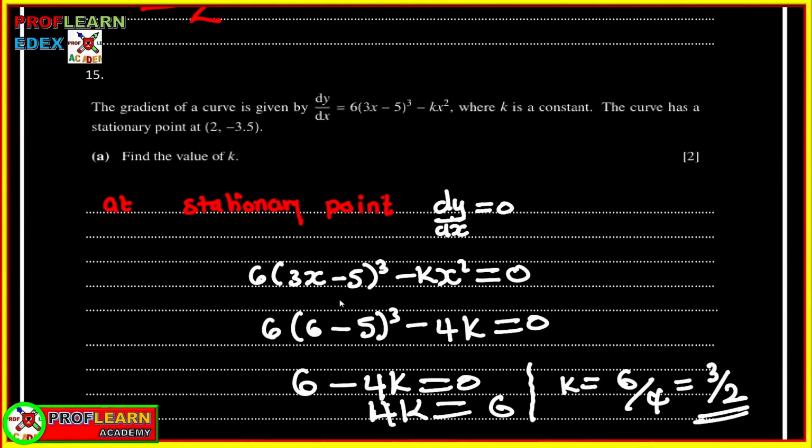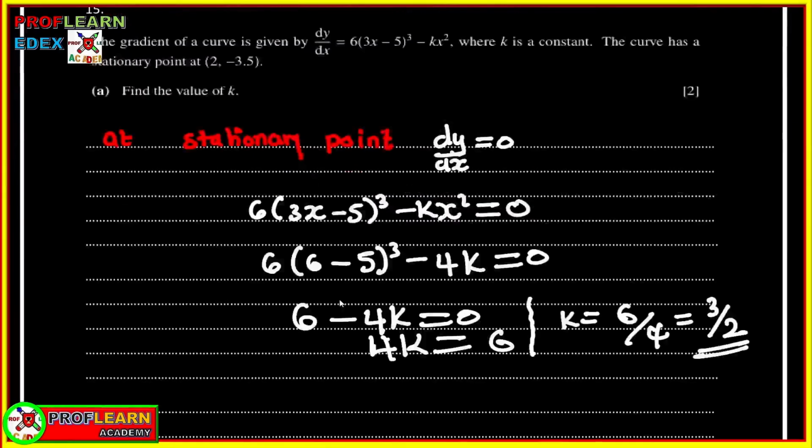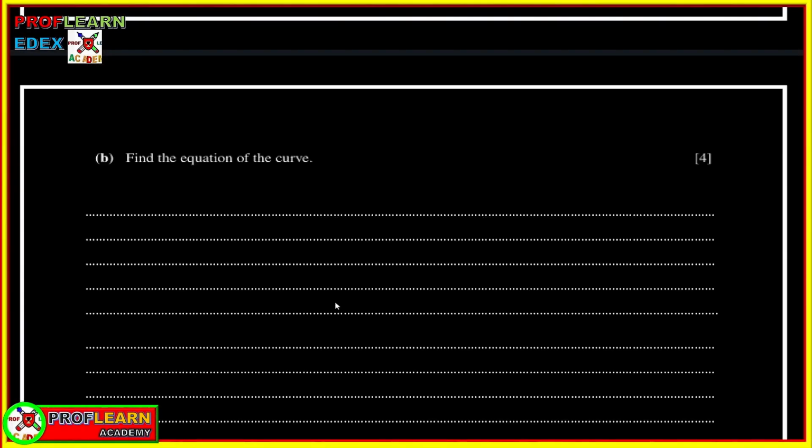So what I did, I equated that gradient function to 0, and then I substituted where I have x with 2, because we were given the stationary point that is at the point (2, -3.5). Doing that, I've gotten the value of k to be 3 over 2. Find the equation of the curve.